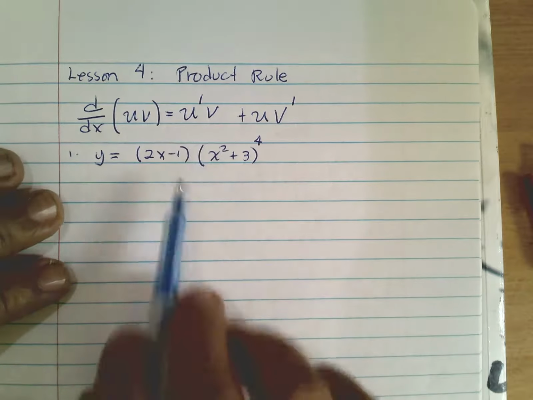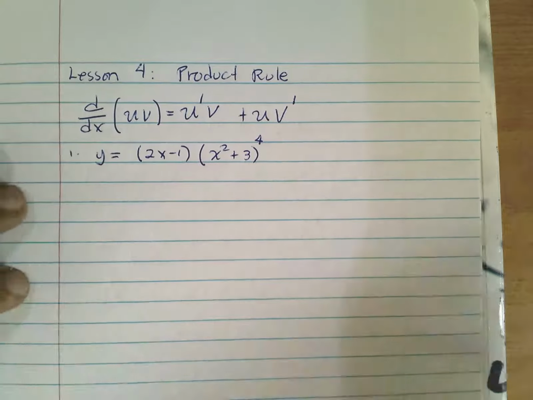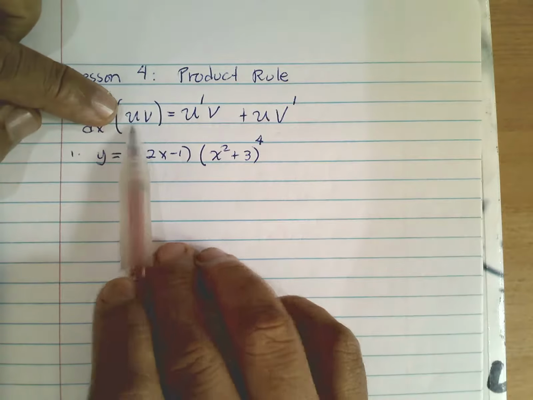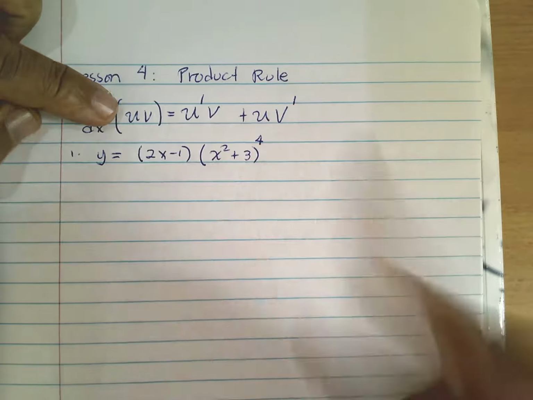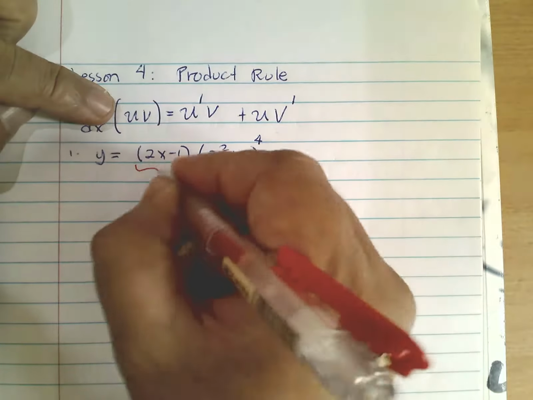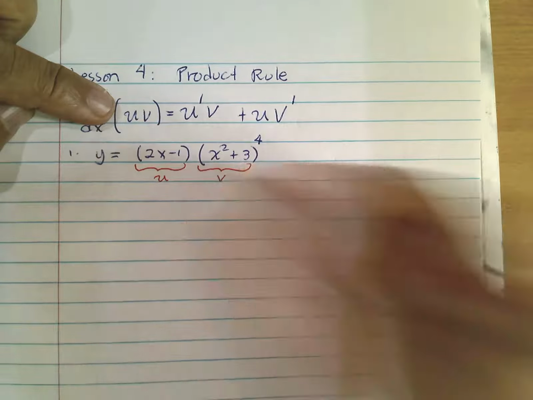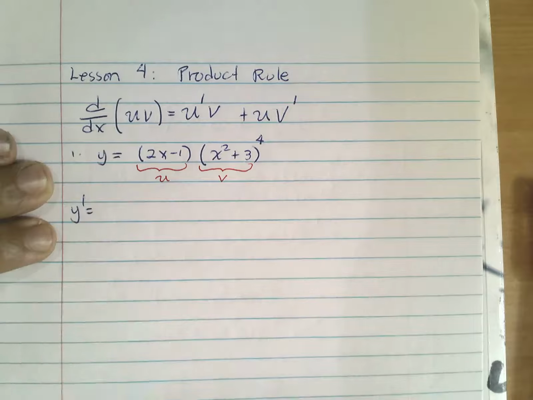Why product? Because the operation between these two is multiplication. By looking at this pattern, it says u times v, so this function times this function. Basically, this one is your u, and that is your v. So let's try to find now our dy/dx.